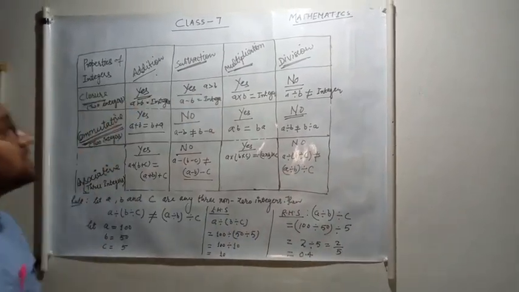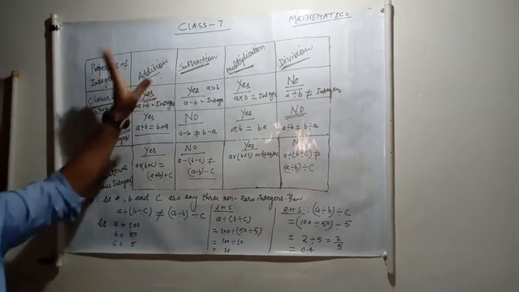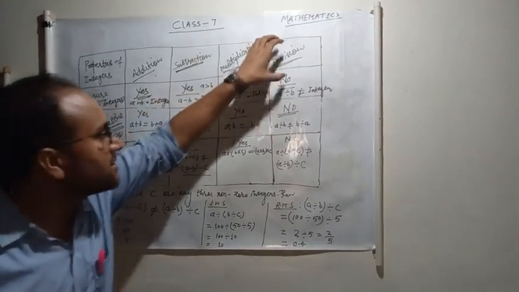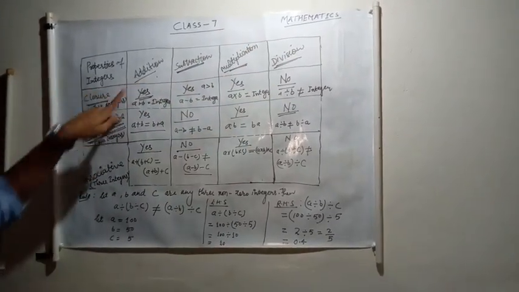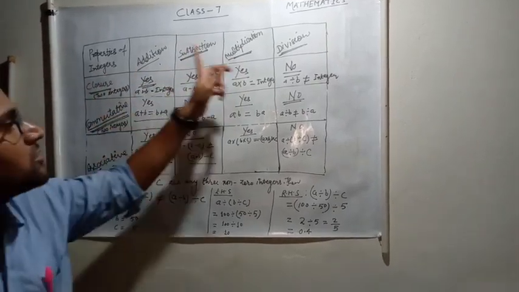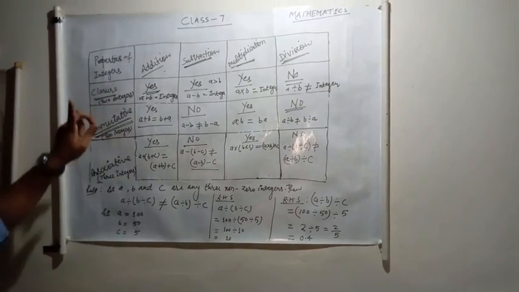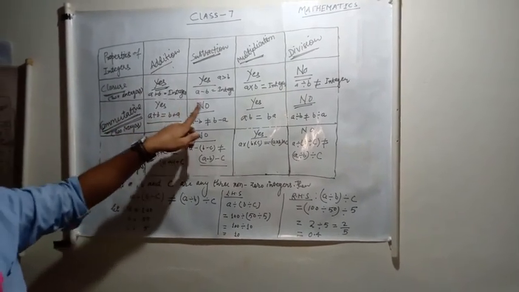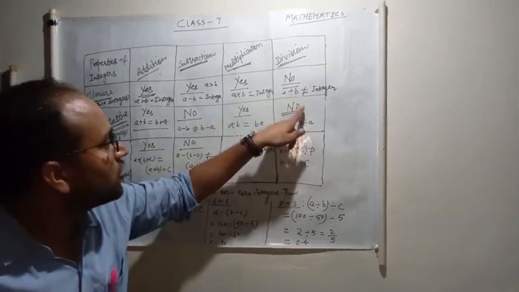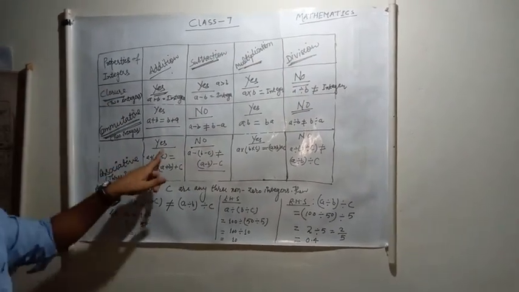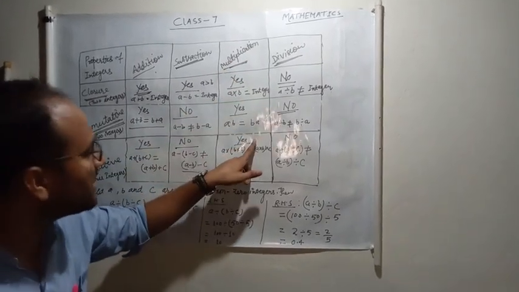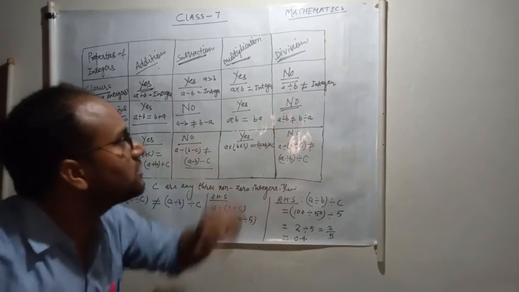So dear students, these are the three properties related to the four operations: addition, subtraction, multiplication, division. Again I am going to repeat this. Closure holds for addition, subtraction and multiplication, but division will not hold for closure. Commutative holds for addition, not for subtraction. It holds for multiplication, will not hold for division. Associative holds for addition, not for subtraction. It holds for multiplication, but not for division.